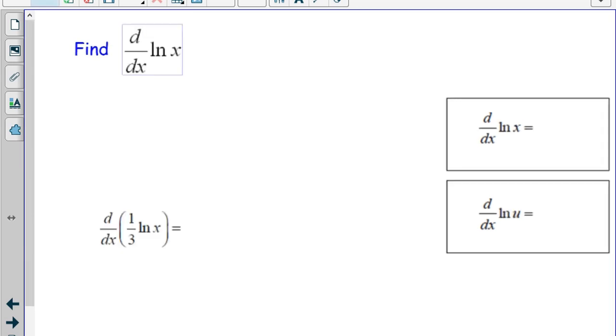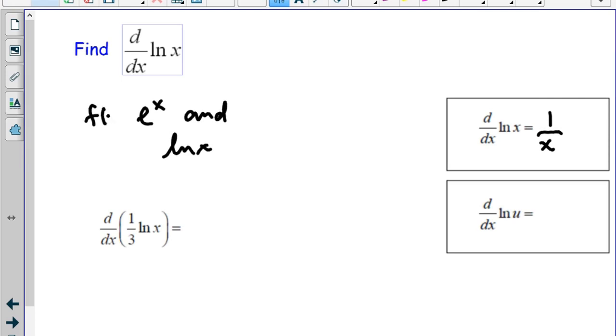Now let's talk about the derivative of the natural log of x. We know that this is 1 over x because we were told this at the beginning of the unit, but what we kind of want to do is figure out why that is. So we can use the fact that we now know inverse function derivatives, and since e to the x and natural log of x are inverse functions, if we say that f of x equals e to the x and g of x equals the natural log of x, we know that these are inverses.